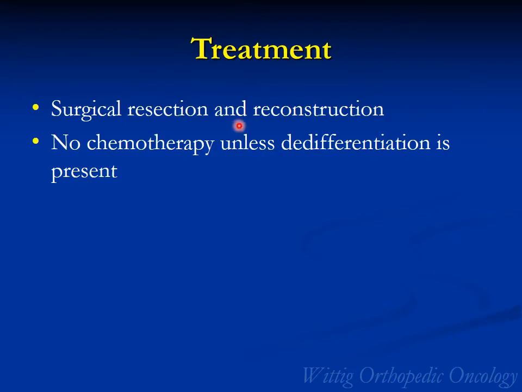Treatment is surgical resection and reconstruction. There is no chemotherapy or radiation unless chemotherapy may be indicated if a component of it has dedifferentiated or become high grade, but in general, no chemotherapy for low grade tumors. In addition, just to make a note, virtually radiation is not included in the treatment armamentarium for osteosarcomas, unless perhaps it's a huge pelvic tumor and there's a positive margin, but in most cases radiation is not used in the treatment of osteosarcomas.